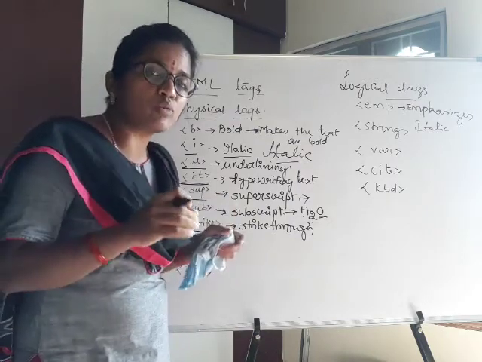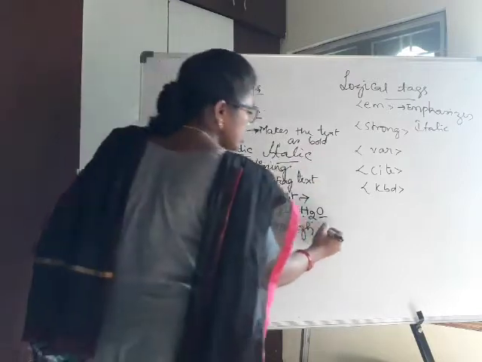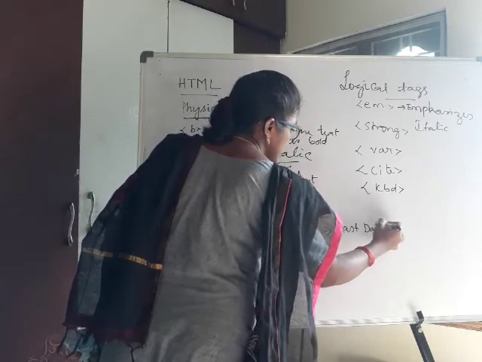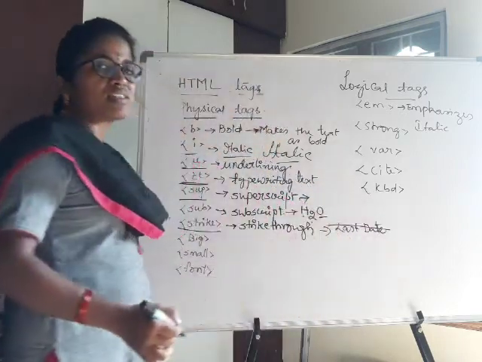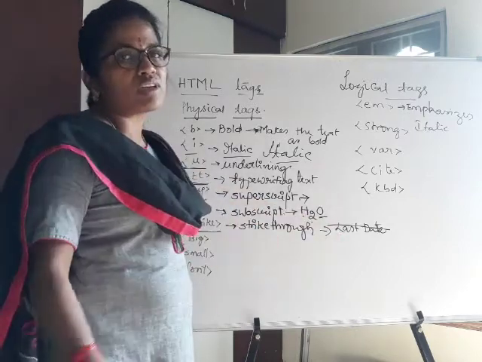Strike is the tag we use to make the text strike through. Like this, suppose I have this as the last date, I will make it strike through. This is written like this.